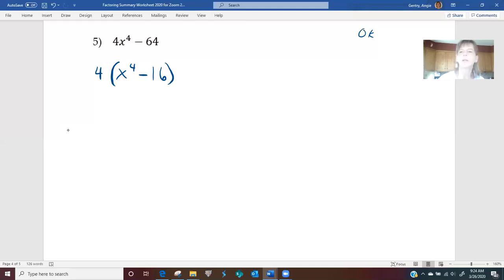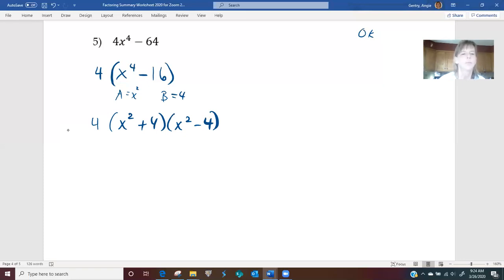Then you say, am I done? Well, are you done? Can you do anything else? Then you look at this piece on the right and say, is there something I can do? Well, is it a difference? Yes, it's a binomial. Is it a difference? Yes. Is it something squared? That something is x squared. Is this something squared? That something would be 4. And then you say, oh, so I need to factor this into x squared plus 4 and x squared minus 4.